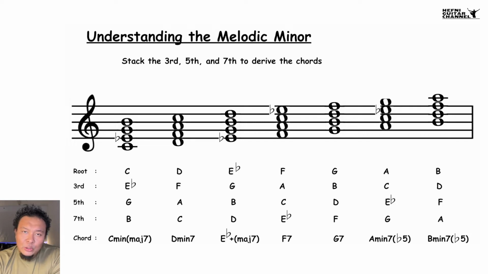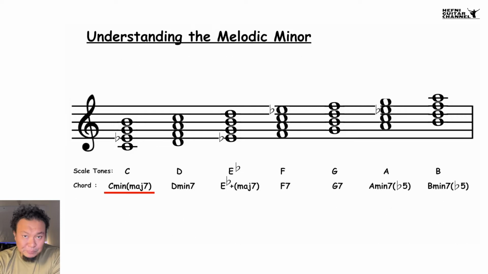Now, how do we remember the melodic minor scale? Well, obviously the first chord is a minor major 7. The second chord, D minor 7. Okay, so this is interesting because normally the second chord is also a minor 7 in the major scale. Okay, so that's similar. Let's skip the third chord. Now, the last 4 chords are easy to remember. Chord 4 and 5 are dominant 7th chords. Chord 6 and 7 are minor 7 flat 5 chords.